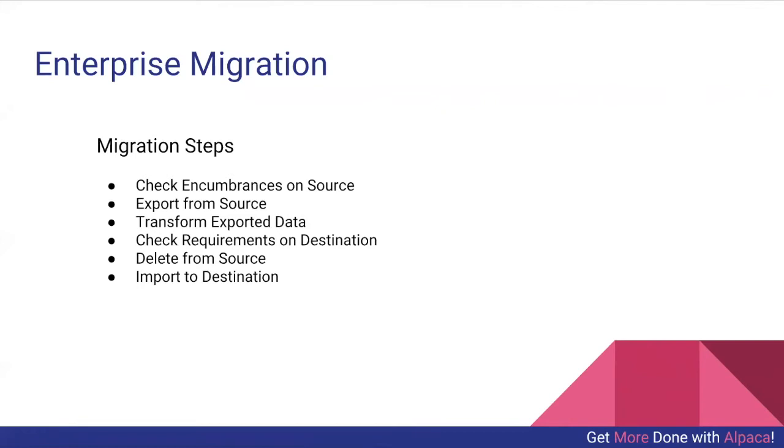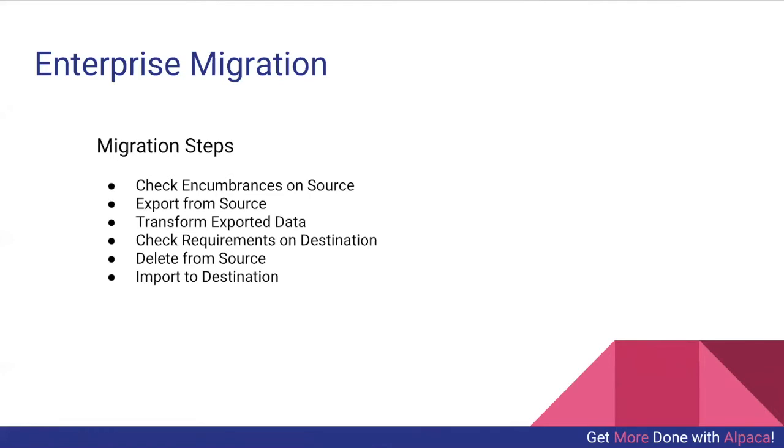So the migration steps that we do are basically we check encumbrances on the source, and then we do an export, we transform the data, we check requirements, we delete the data from the source, and then we import the data to the destination. So there's a couple of words in there that probably don't make a lot of sense, so let me explain those.